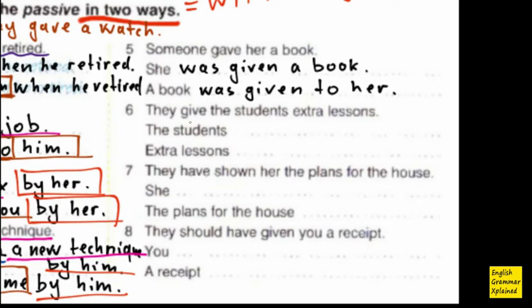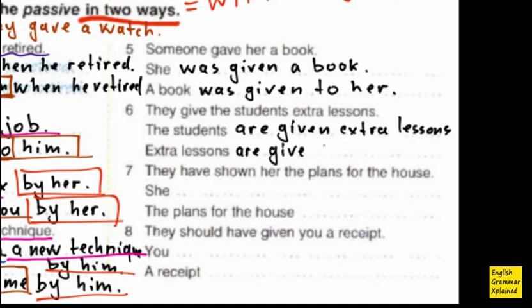Okay, number 6. They give the students extra lessons. The students are given extra lessons. And here extra lessons are given to the students. Nothing fancy.